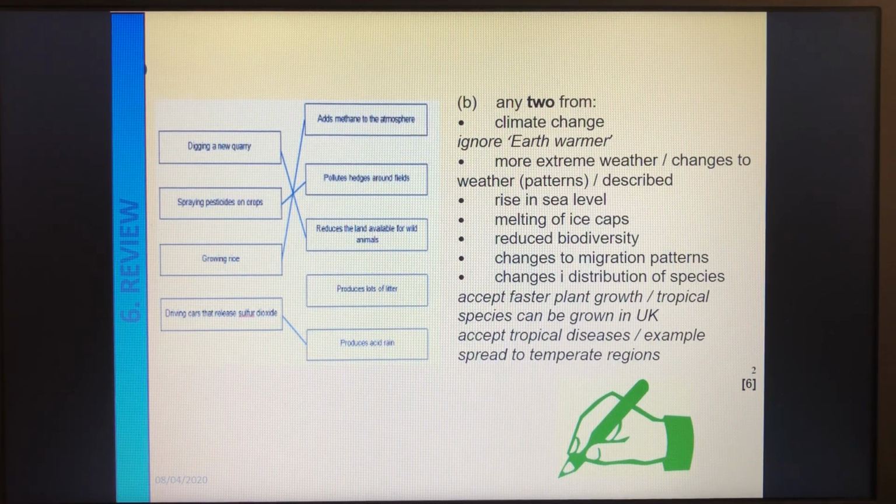And changes in the distribution of species, which links in tropical diseases, and I think that covers it all. So if you need any extra time, then pause now.